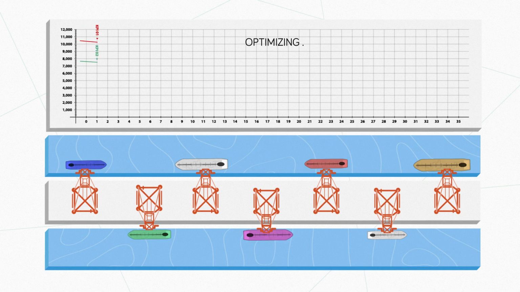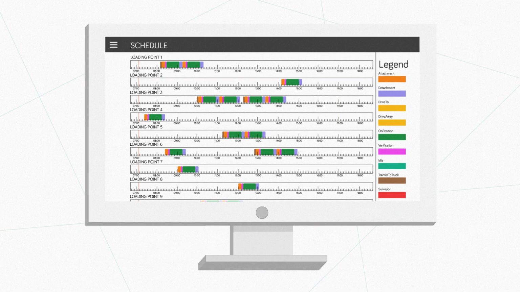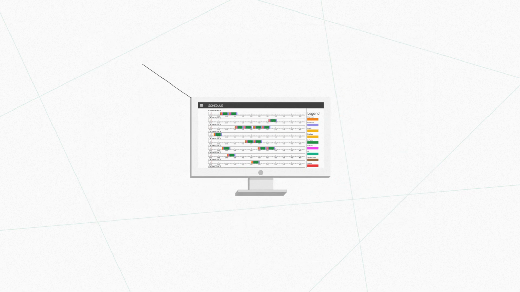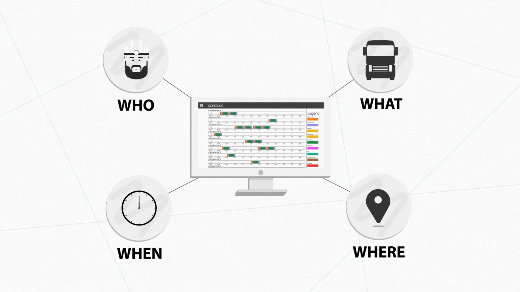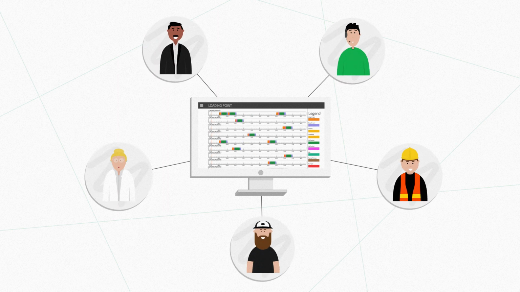For example, which barge is to be unloaded at which jetty, and which truck is to be loaded at which loading point. By means of a detailed, optimized schedule, you know within a minute who needs to do what, when, and where in order to maximize the performance of your terminal. To facilitate communication and coordination between different people on the terminal, the software automatically informs all stakeholders involved.